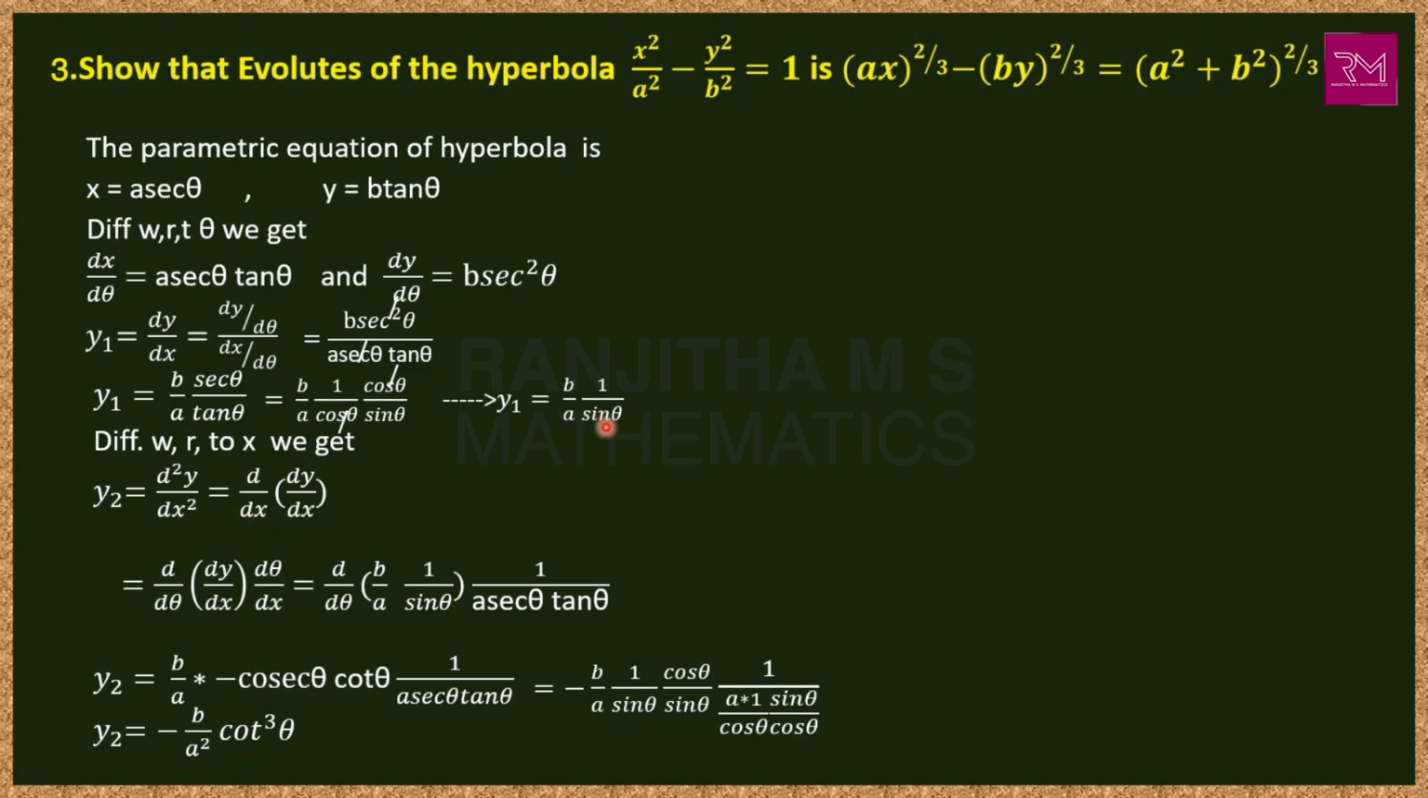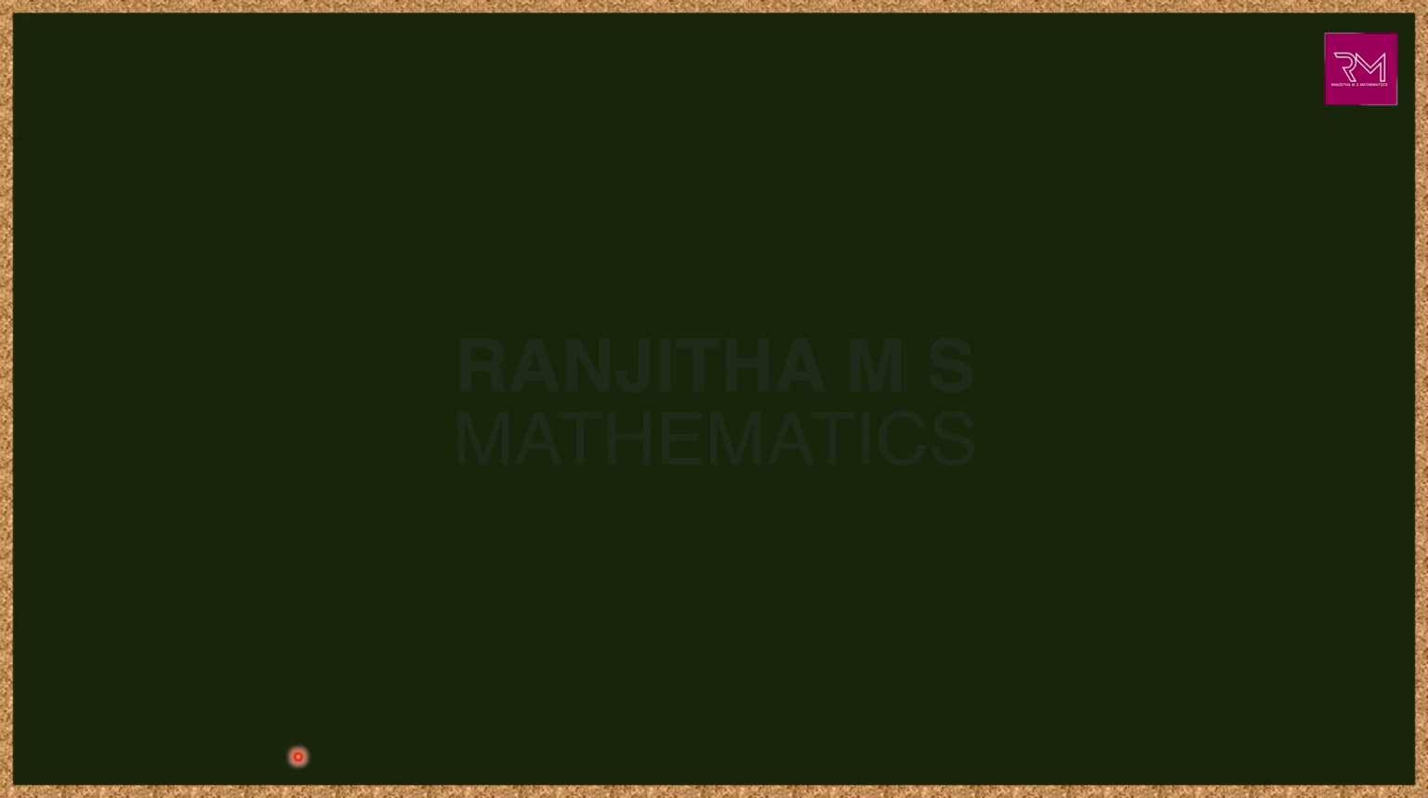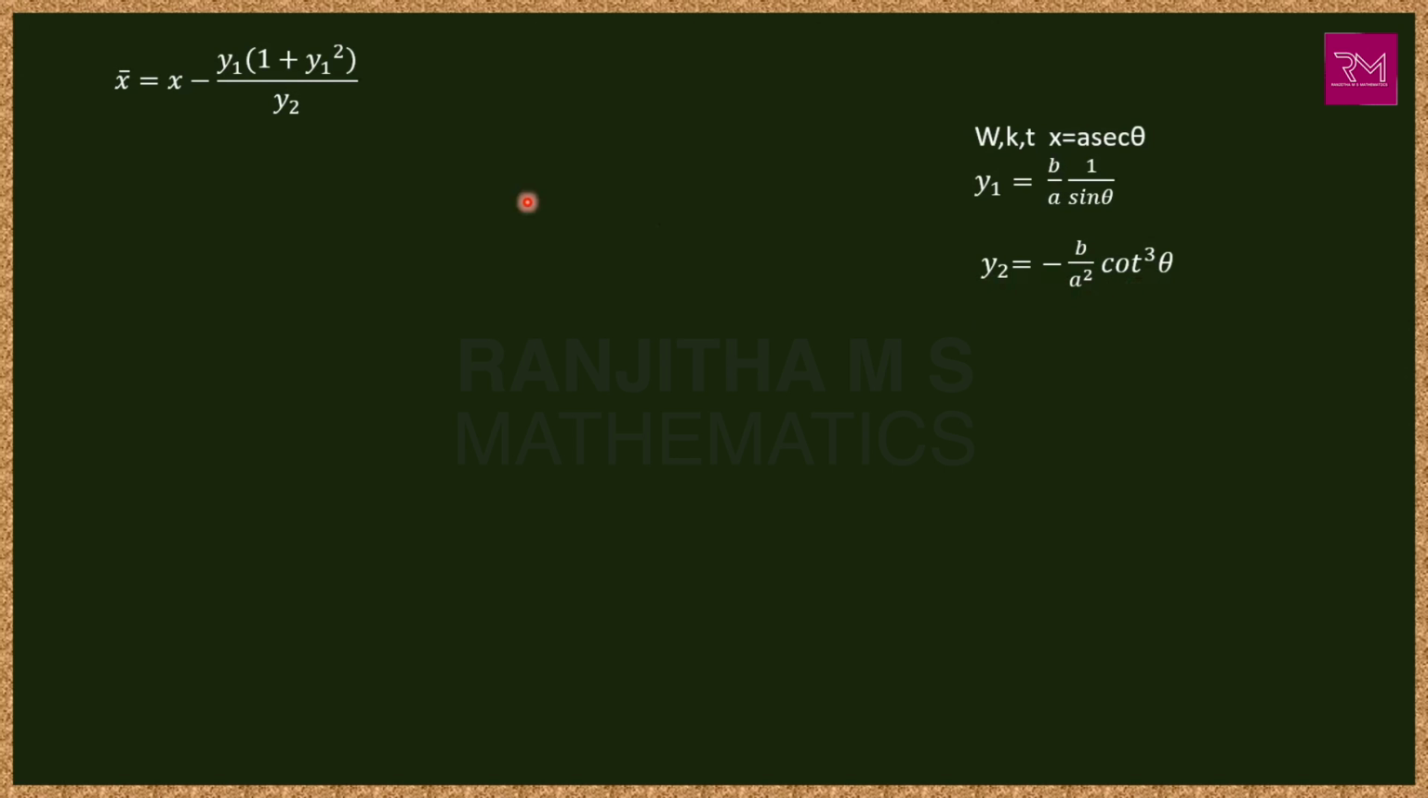Here y1 value we obtained as b by a into 1 by sin theta, and y2 value as minus b by a square into cot cube theta. After finding y1 and y2, we have to substitute in the coordinates of center of curvature formula, that is x bar, which is equal to x minus y1 into 1 plus y1 square divided by y2. Here x is a into secant theta, y1 is b by a into 1 by sin theta, y2 is minus b by a square into cot cube theta.